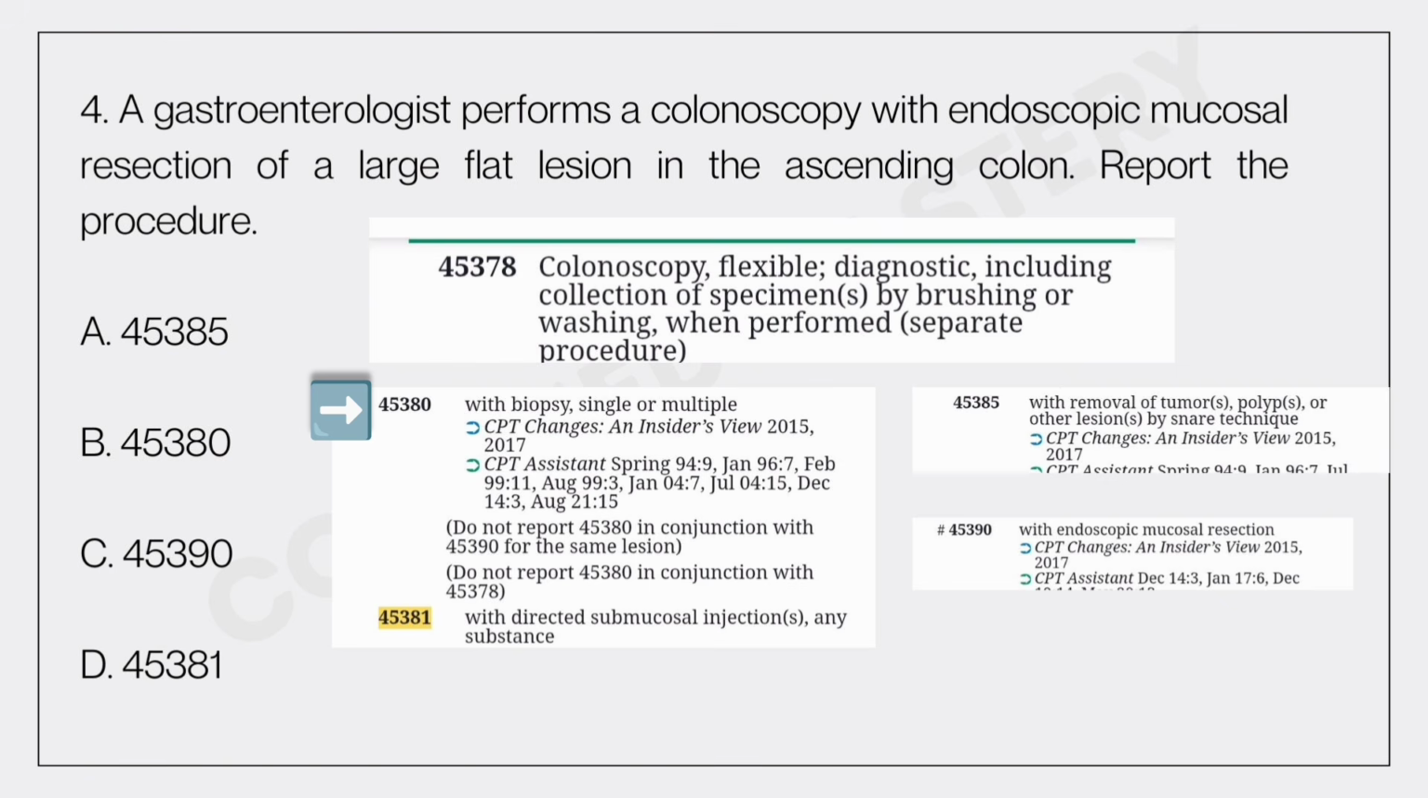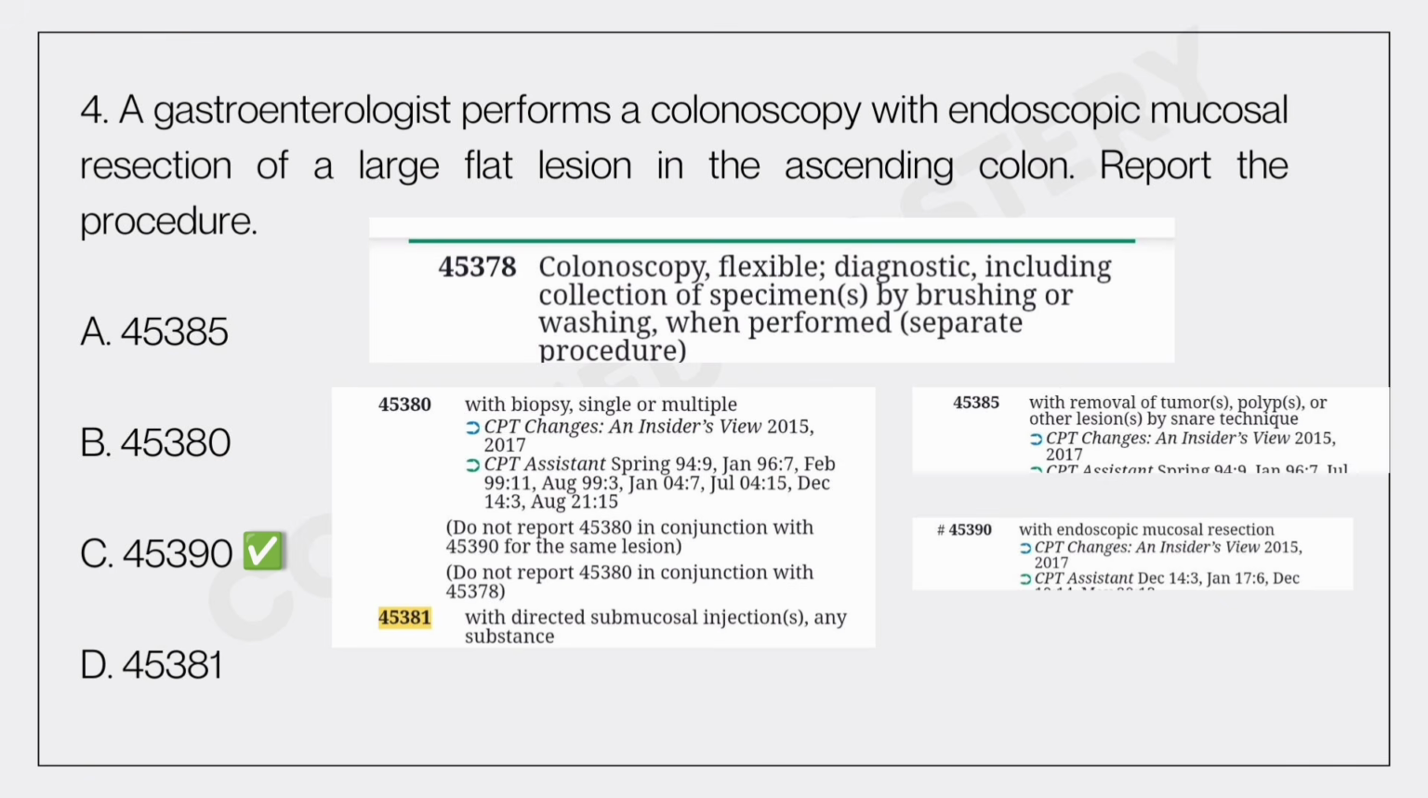45380 is for colonoscopy flexible with biopsy, single or multiple. 45390 is for colonoscopy flexible with endoscopic mucosal resection. And option D, 45381 is for colonoscopy flexible with directed submucosal injection any substance. In the question they have given colonoscopy and endoscopic mucosal resection. So the exact code is 45390, that is for endoscopic mucosal resection. The right answer is option C.